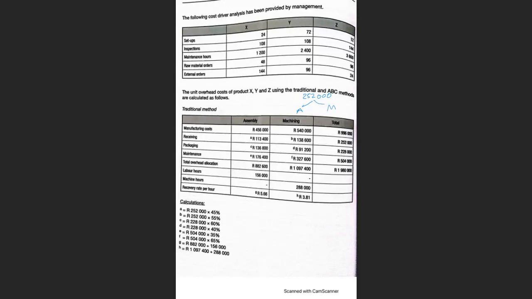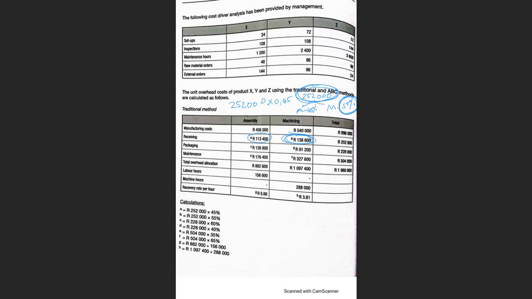The ratio told us 45% will go to assembling, and 55% to machining. So you literally will take 252,000, multiply it by 45%, and that gave you the 113,400. Then again, 252,000 times 55% for the machining department, and that gave you the 138,600.